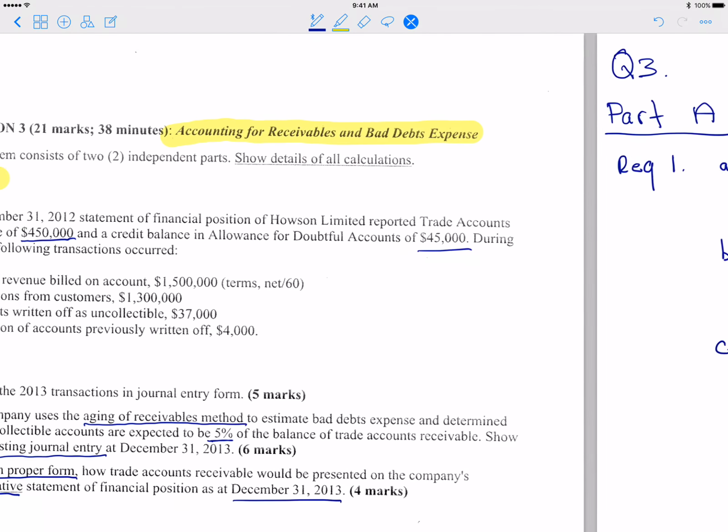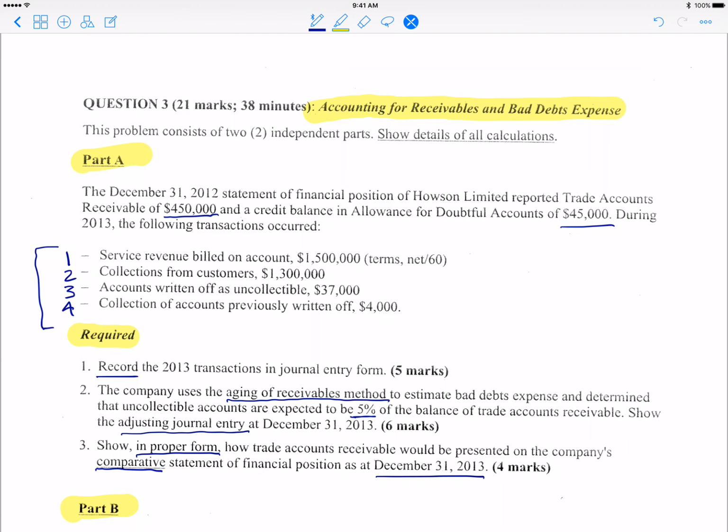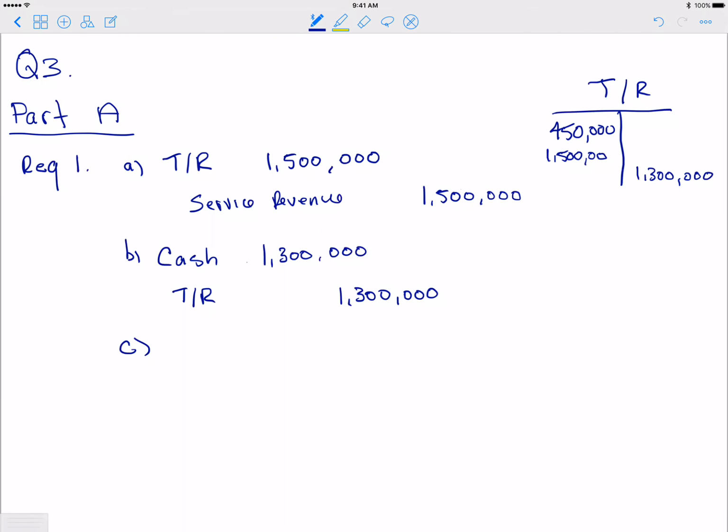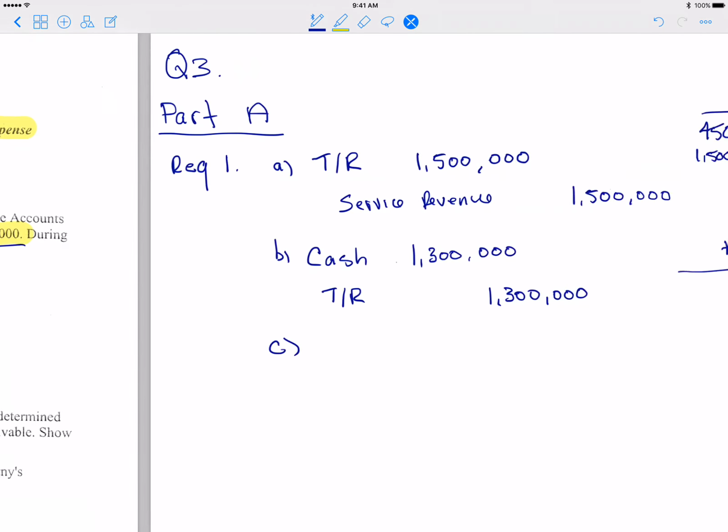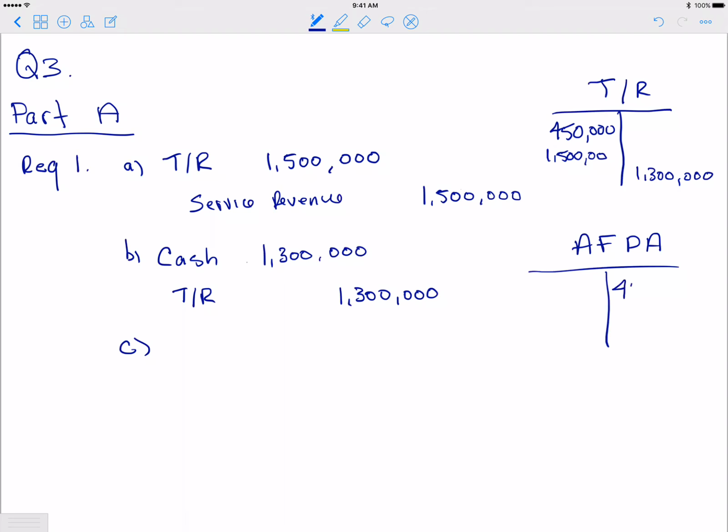Now we move on to our third. So in our third, we see that accounts written off as uncollectible for $37,000. So this means that the company is assuming $37,000 won't be collected. And I really like to use T accounts, and they're very helpful when we're dealing with allowance for doubtful accounts, which I'll call AFDA. So we were told at the beginning of the problem that our beginning balance in the allowance for doubtful accounts was a credit balance of $45,000. So let's put that in there.